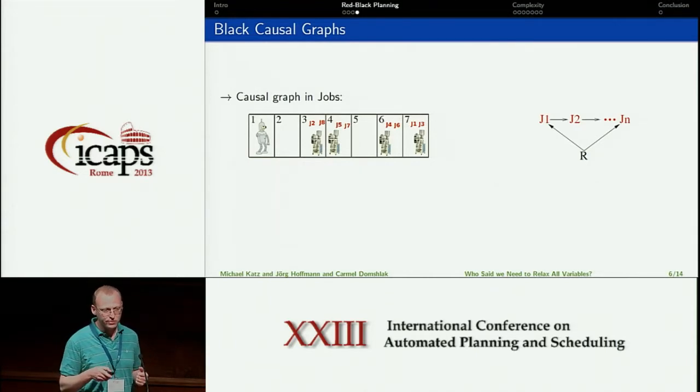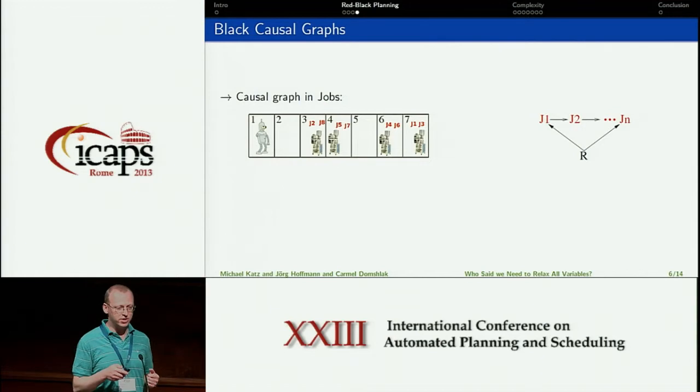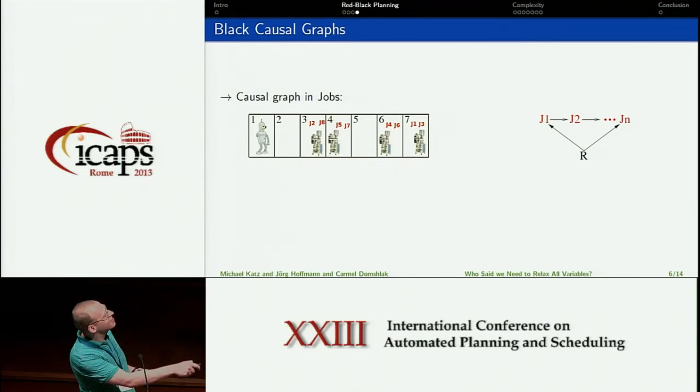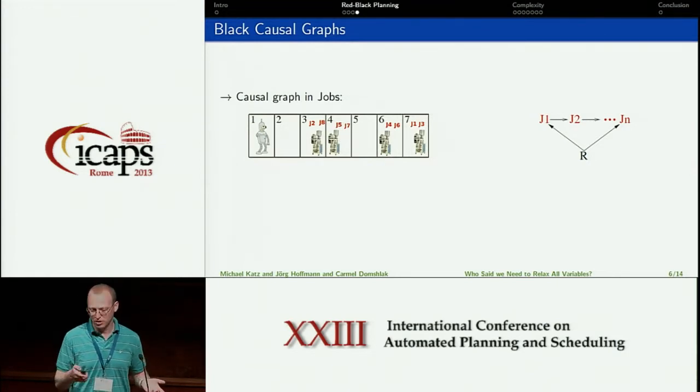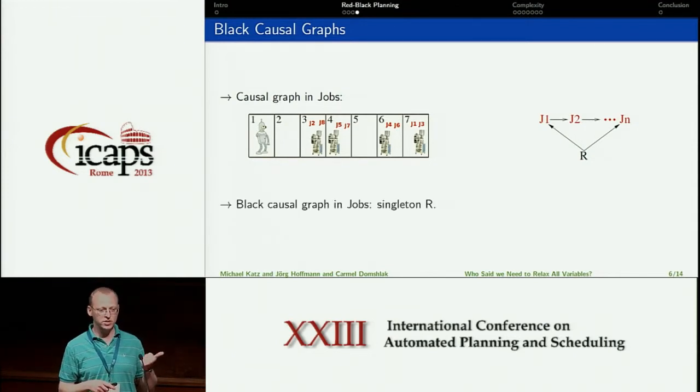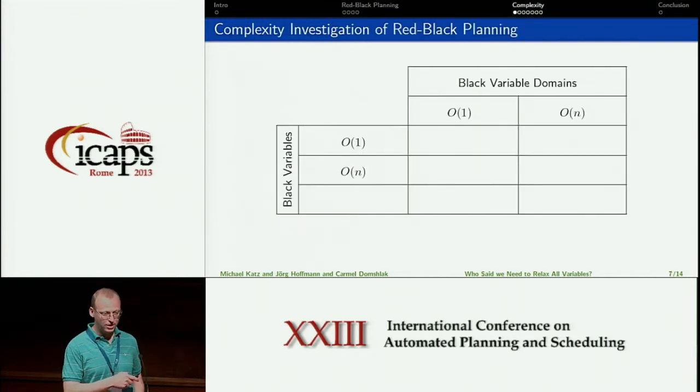That's going to be the causal graph of our running example, and the black causal graph is just the subgraph of the causal graph defined by the set of black variables. So in the example that I mentioned before, the black causal graph will be just the singleton R here.